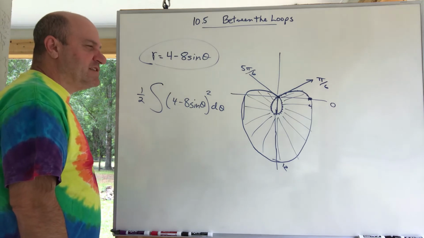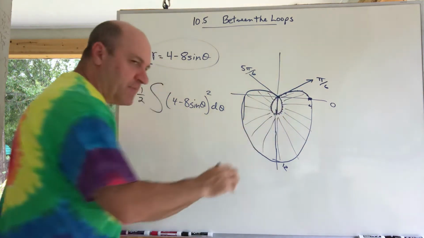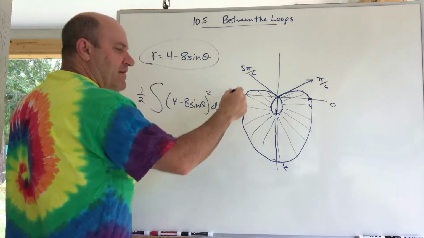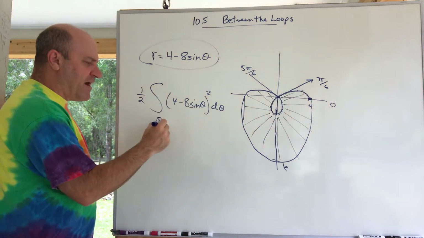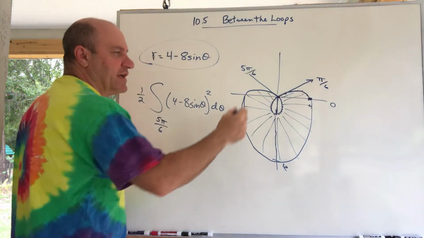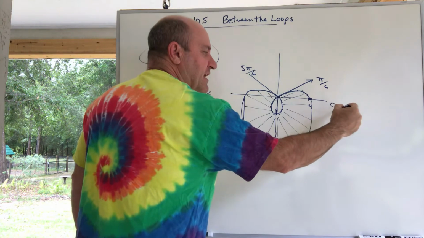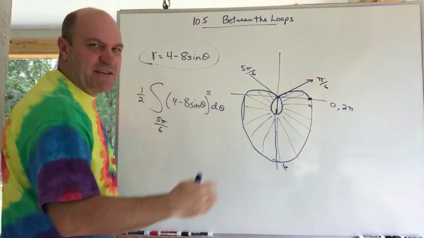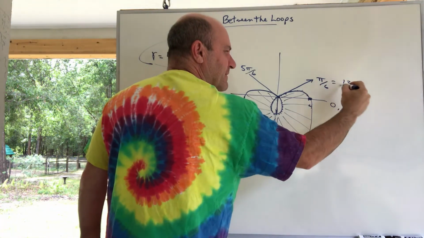So what did we just decide? If I do from pi over 6 to 5 pi over 6, I'm doing the inner loop. I don't want the inner loop, so maybe I'll just go from 5 pi over 6 all the way around. Now you've got to be careful. If you go from 5 pi over 6 all the way around, you can't name it pi over 6. You're increasing theta. You have to get here, call this 2 pi, and you have to go pi over 6 past 2 pi. I think that would be 13 pi over 6.